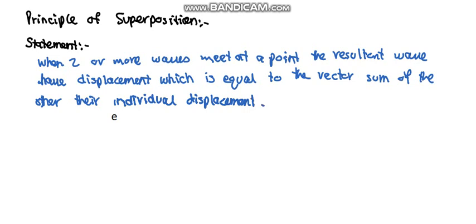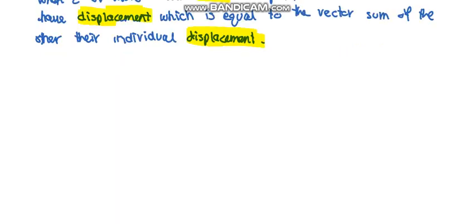So the key terms in this definition are meet, displacement, and individual displacement. Let's see some examples. If we have a wave with positive amplitude A and another wave with a positive amplitude A, the resultant wave would be a positive amplitude with amplitude 2A.